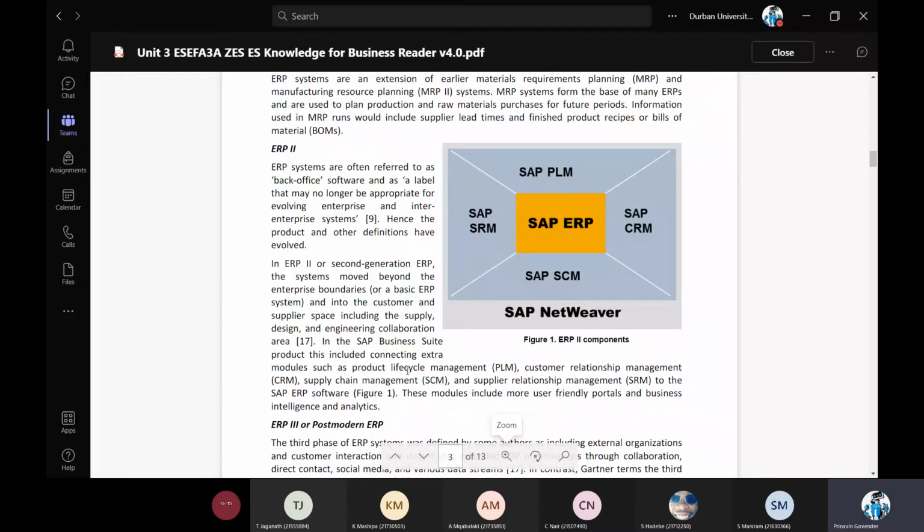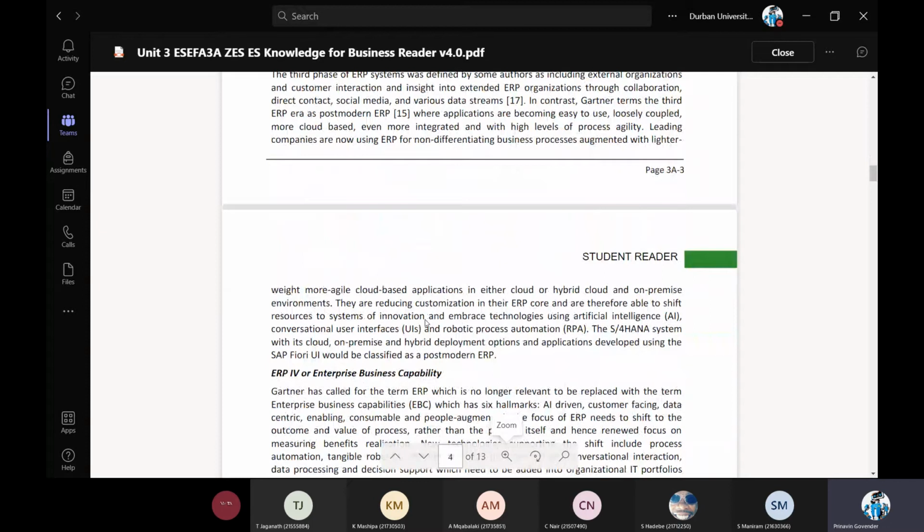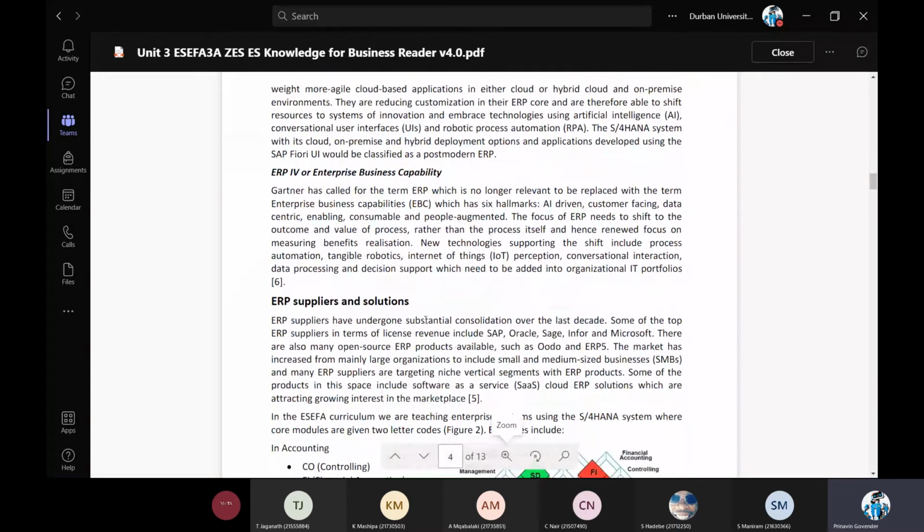Some of the modules, which we're not going to be covering, are product lifecycle management, customer relationship management, supply chain management, and supplier relationship management. It's all covered out there. Continue reading, because this is where I'm going to be taking some of the questions for an assessment that I'll need to conduct with you.